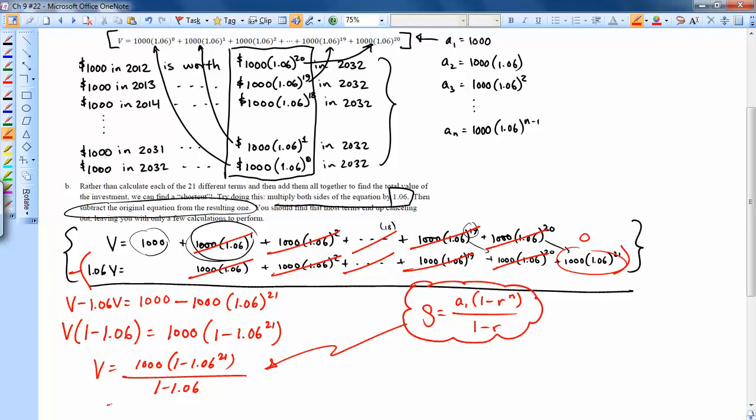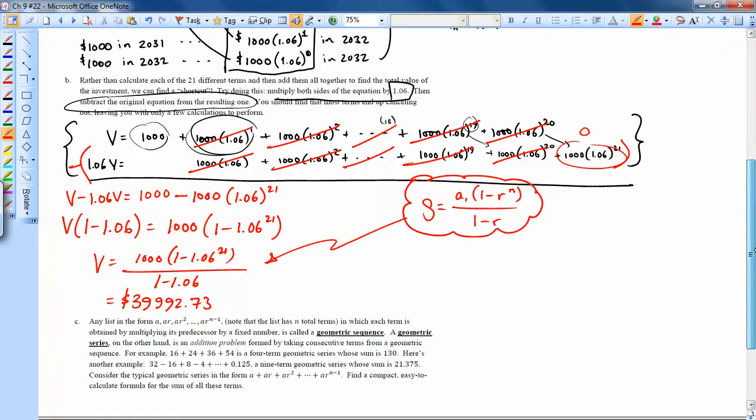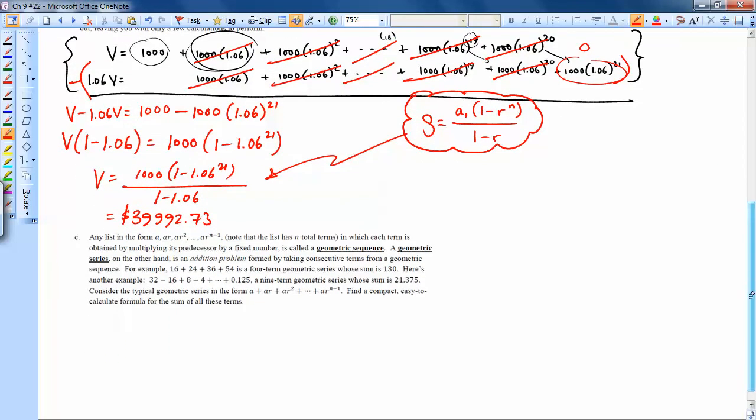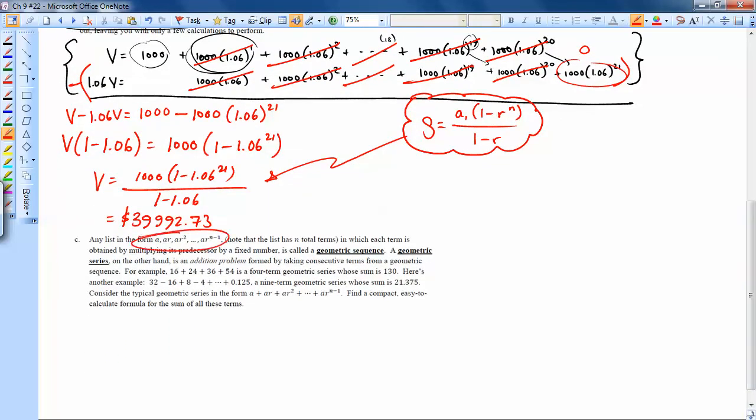And if you actually plug that all into your calculator, do I have that here? Yeah, you get about $39,992.73. Okay, so that's part B. Part C is asking basically the same question, but now it's asking what happens when it's in general form. So that's this. That's the series right there.